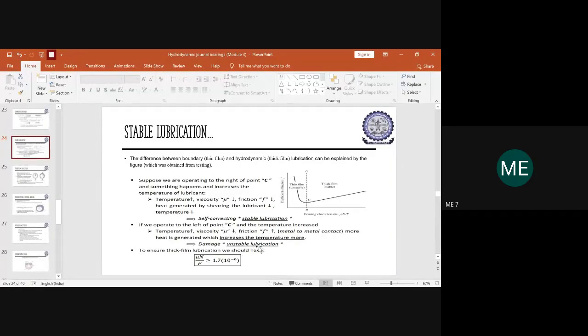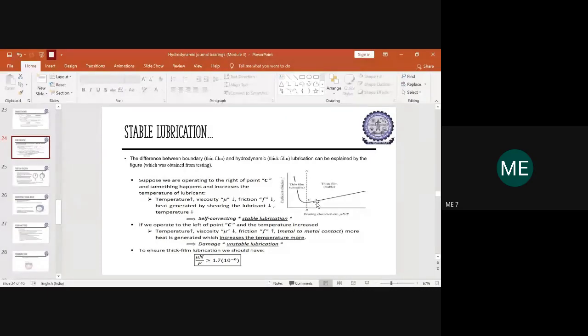Next, you have to understand unstable lubrication. What happens in unstable lubrication? Suppose we operate to the left of point C. First, consider operating towards your right, where the lubrication film is thick. Due to the thick film, irrespective of the condition changing suddenly, it was able to correct itself and stabilize because you are using a thick film of lubricant. It helps to stabilize by itself, self-correcting, self-healing, and hence it is termed stable lubrication.